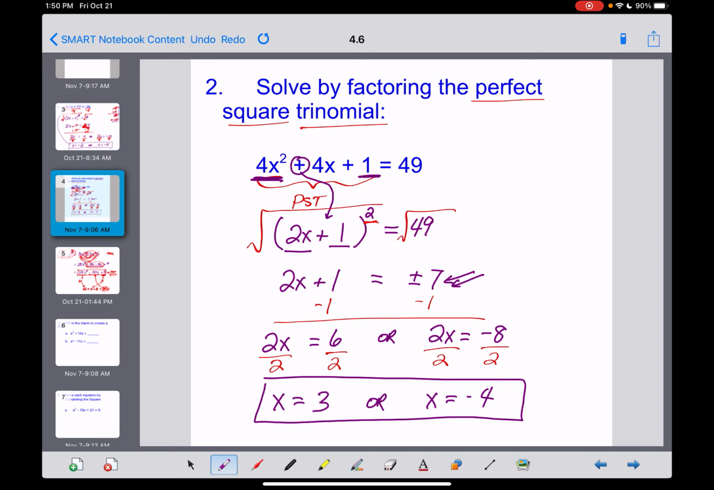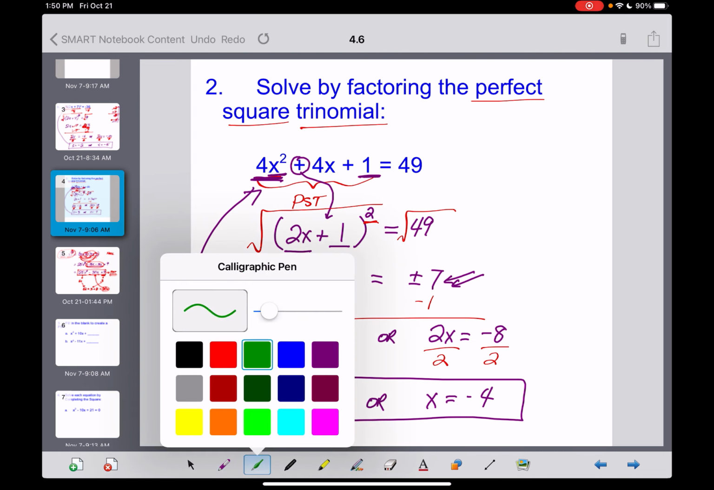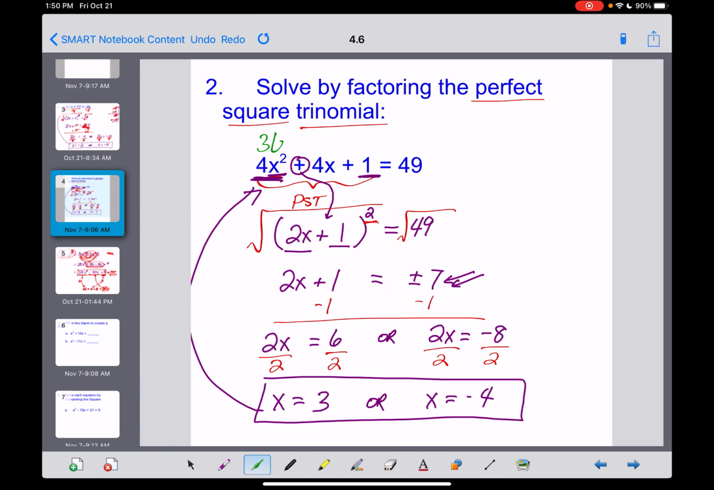Okay, so if I were to test them real quick, how easy is this to do? If I put the 3 back in here, let's take a look. 3 squared is 9 times 4, that makes 36. Plus 4 times 3 is going to be 12. Plus 1. 36 plus 12 is 48. 48 plus 1 is 49. That's a check.